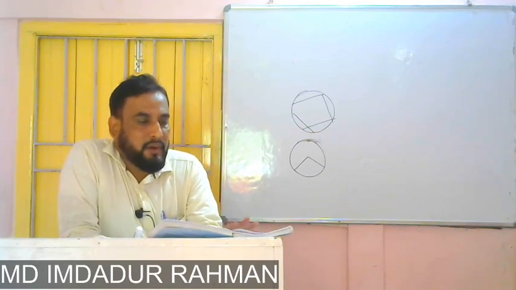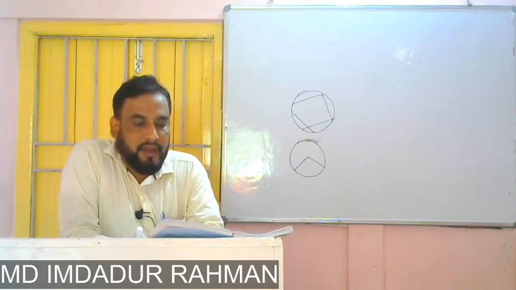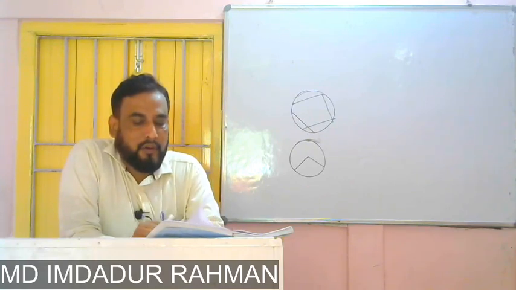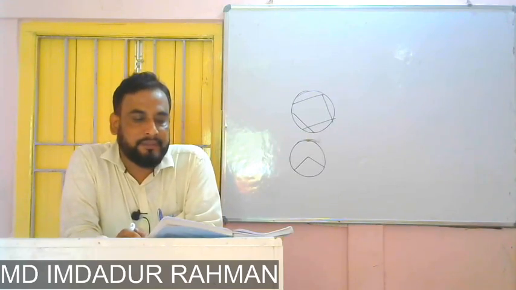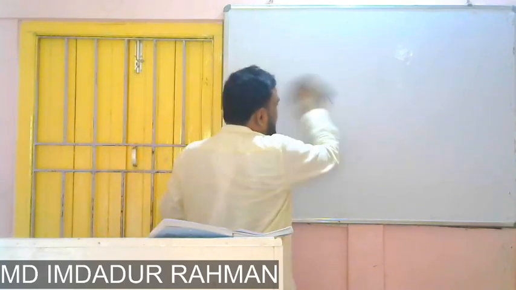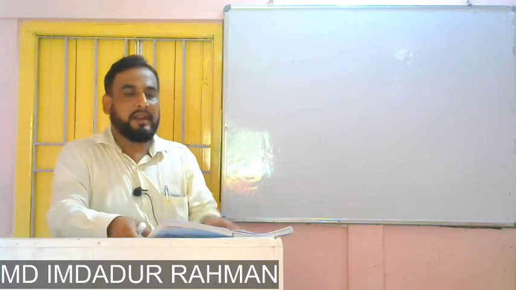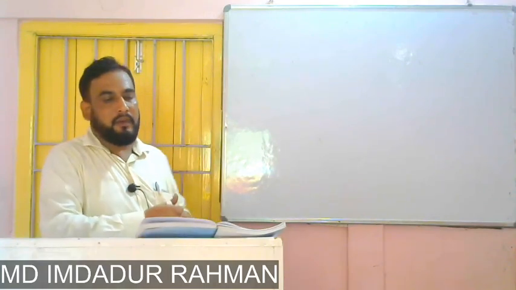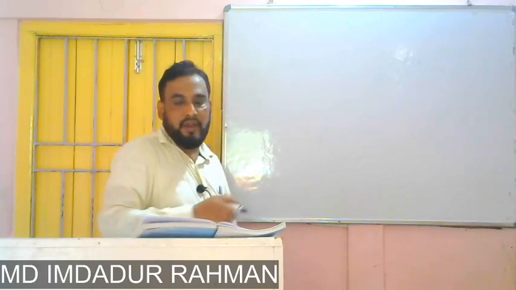So this is about your exercise 10.1, and here some definitions are there. Now we will try to solve 1 or 2 theorems. You see, theorem 10.1: equal chords of a circle subtend equal angles at the center. This is a theorem, we have to prove it. Open page number 195 of this book.